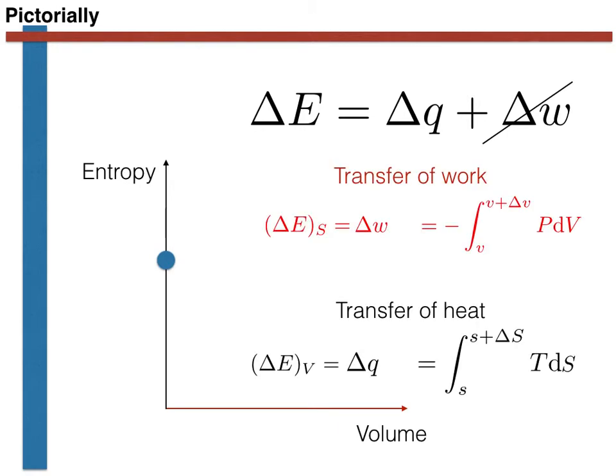Where we have introduced the symbols delta E underscore S to indicate the change in internal energy if the entropy is held fixed during the transition, and the symbol delta E underscore V to indicate the change in internal energy that occurs for a transition in which the volume is held fixed during the transition.